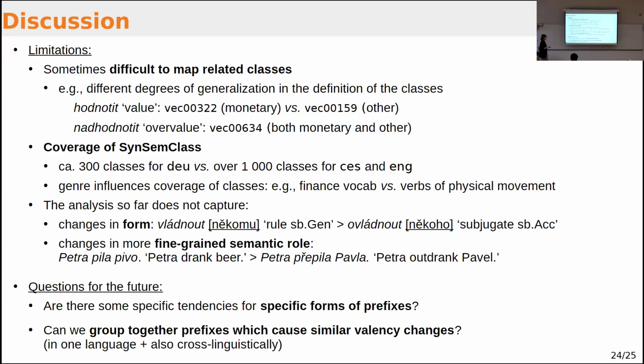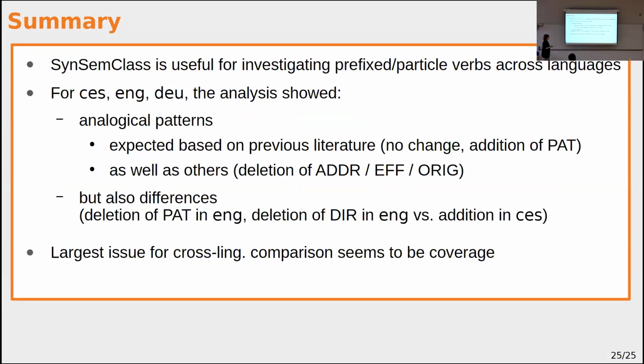And so to sum up, in the talk, I have tried to show that SynSemClass is useful for investigating the prefix and particle verbs across languages, because it offers some kind of way to bridge the differences across lexicons for different languages. And also it helps to map the senses together, because it allows us to do some part of the annotation automatically, but also because it offers us a way of representing meaning on some sort of unified level of generalization in most cases.